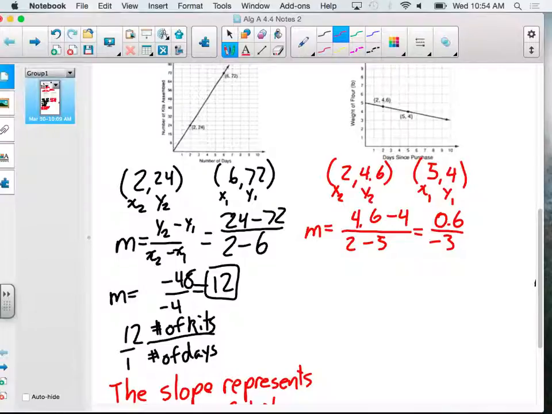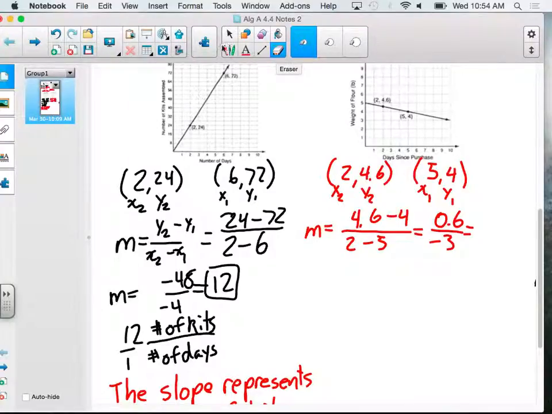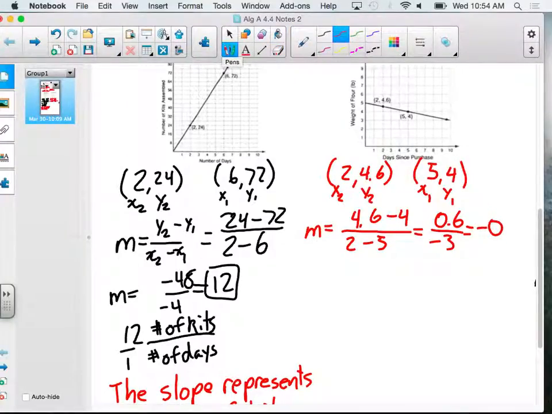Depends on which point you use first. So your 3 is positive. Do you guys have the rest of the things? First of all, the line is falling from left to right, so your slope better turn out what? Negative.